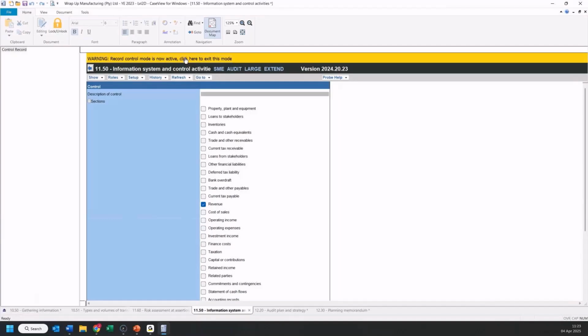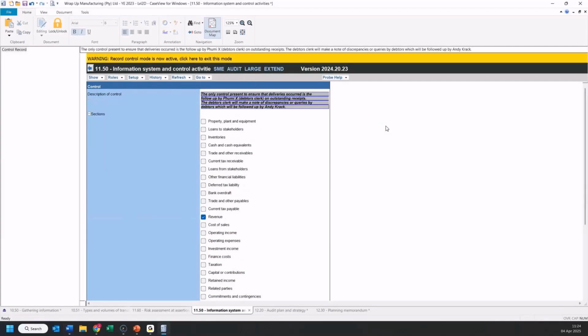Again, it tells us record mode is now active, exit, click here if you want to exit. Right, so what is our control? Now, our control, I have cheated here and I've actually typed it out already, so I'm going to show it to you quickly. One, saving us some time, but also giving me time to explain it to you.